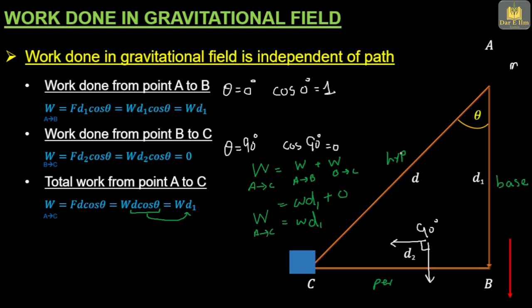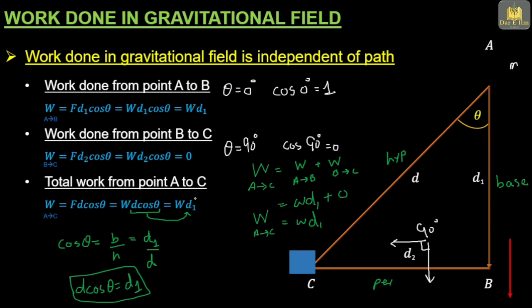As we know that cos theta is always base over hypotenuse. So here, according to this triangle, the base is D1 and the hypotenuse is D. So I can write D cos theta is equal to D1. This is how I put D cos theta equal to D1 in this equation.